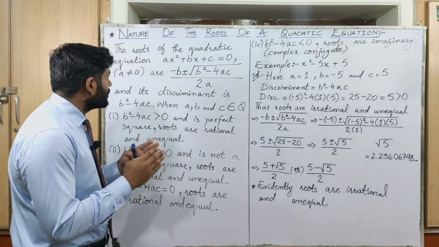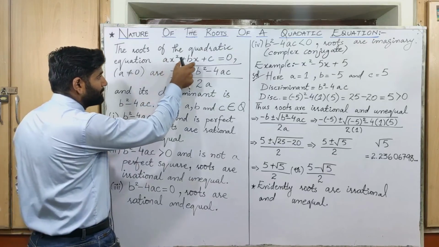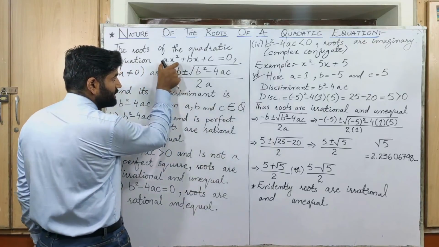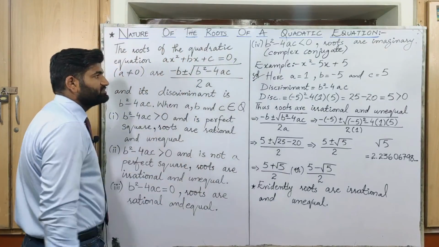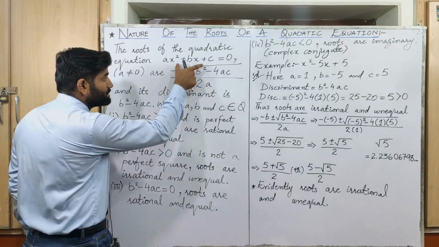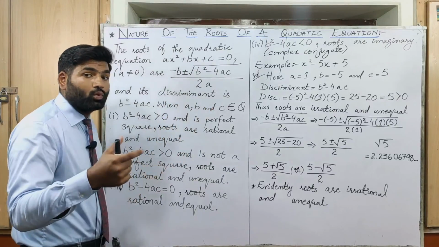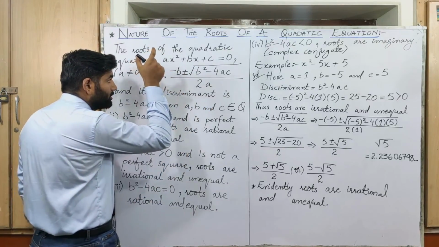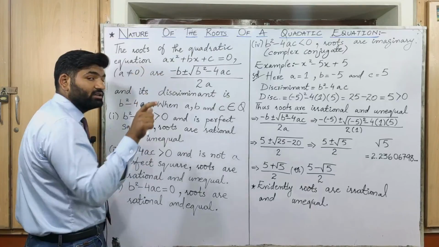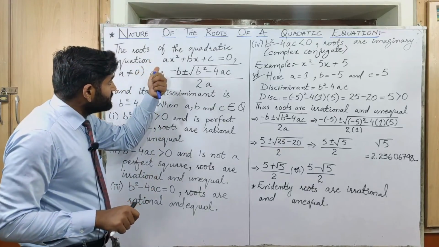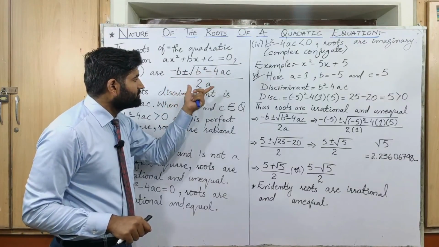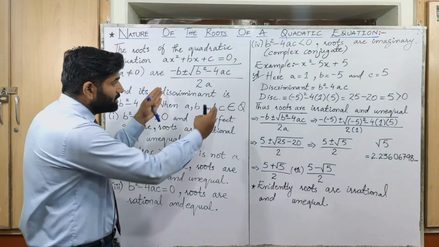The roots of the quadratic equation ax square plus bx plus c equals 0, which is the general form of a quadratic equation, where a is not equal to 0. If a were equal to 0, the equation would reduce to a linear equation, which we don't want. So for the equation to be quadratic, the coefficient of x square must not be 0. We know that the roots will be minus b plus minus under root b square minus 4ac, whole over 2a. This is the quadratic formula.